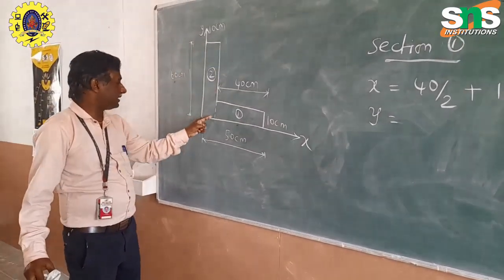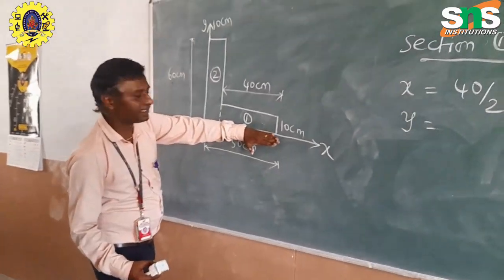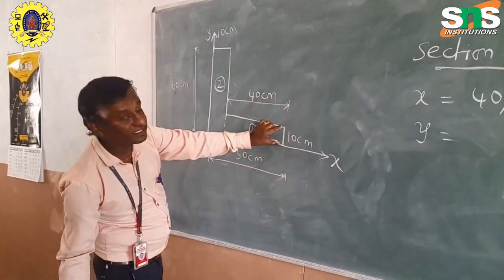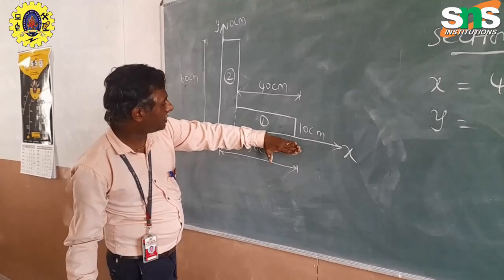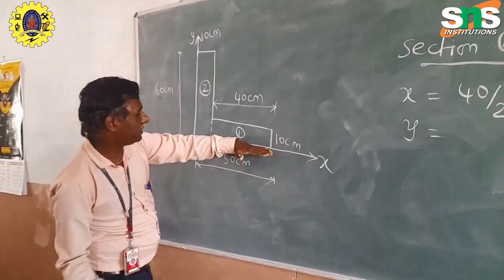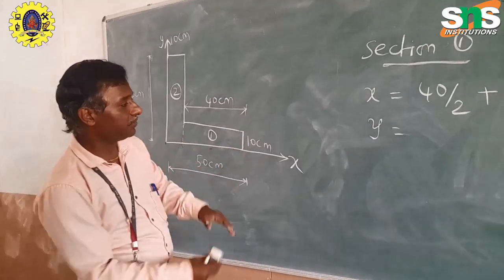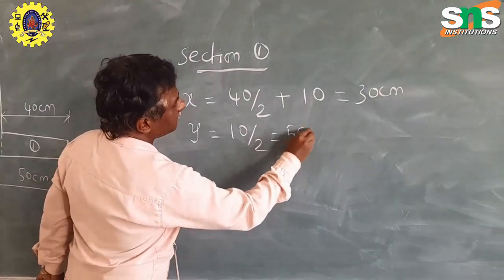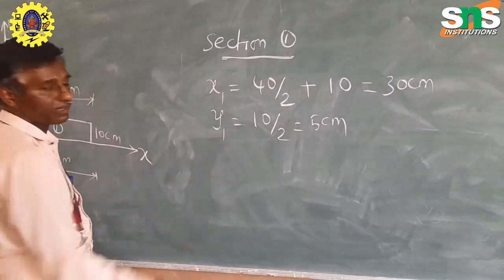For the second section, for the same thing, you measure from the reference axis vertically. Vertically it is 10 centimeter, so half of the value. Now I am going to measure this point from this point. So directly half of the value will be the answer for y value. So it is 10 by 2, which is equal to 5 centimeter. So for section 1 it is x1, y1.